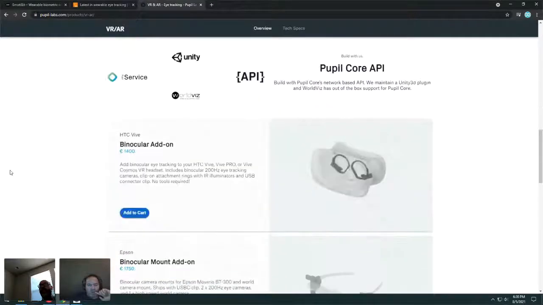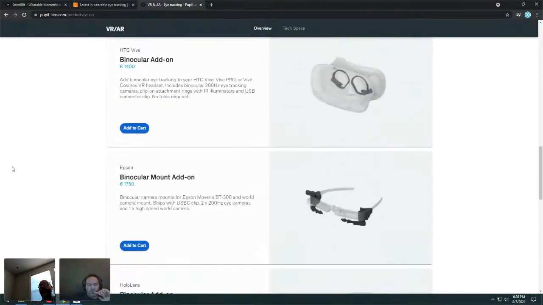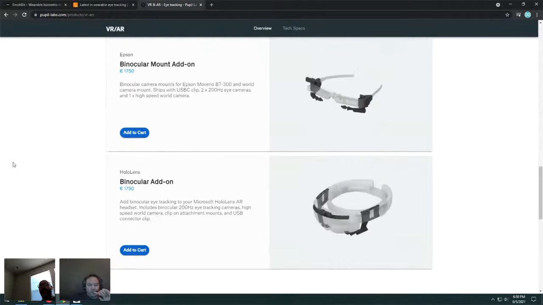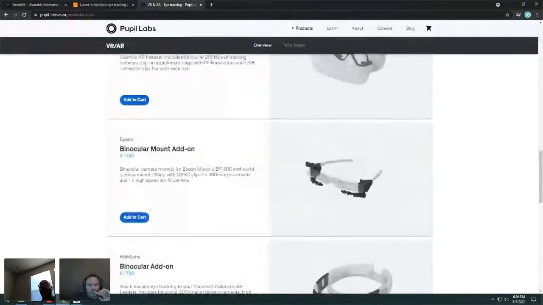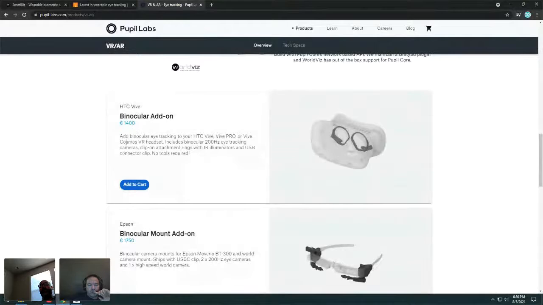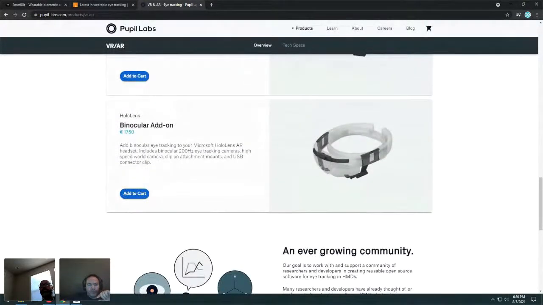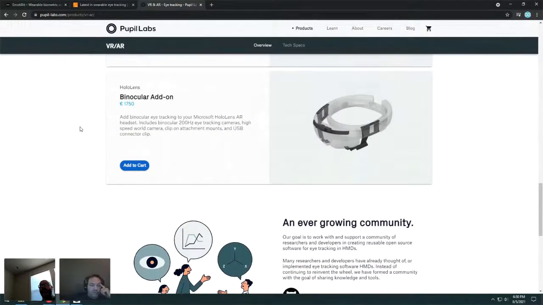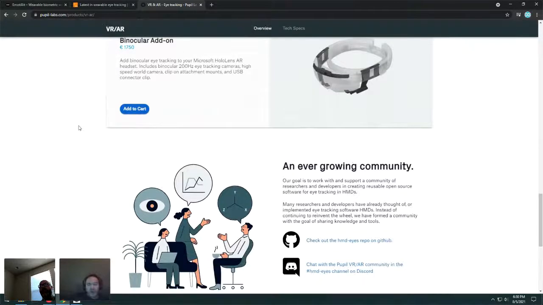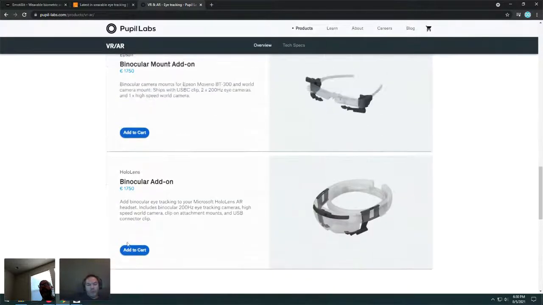Let's see here. They have the binocular add-on. They have a HoloLens, an Epson, and a Vive. Isn't the HoloLens compatible with the AR? Yeah, I would think so. The AR, yeah, right here. Okay, then they're not tethered. Should be without cable, that one. Yeah, that one, I think.